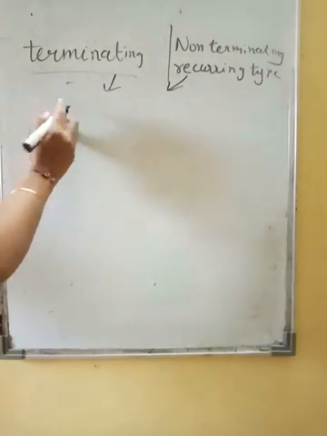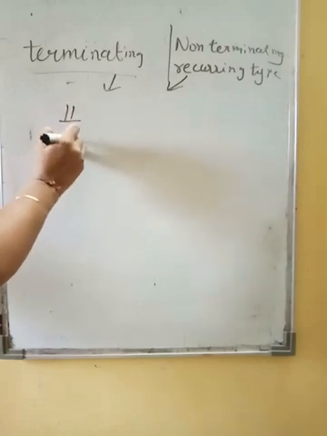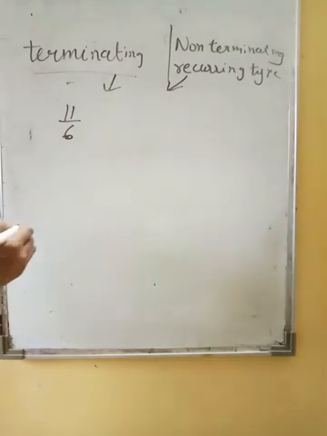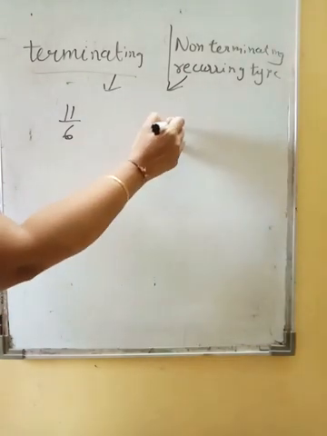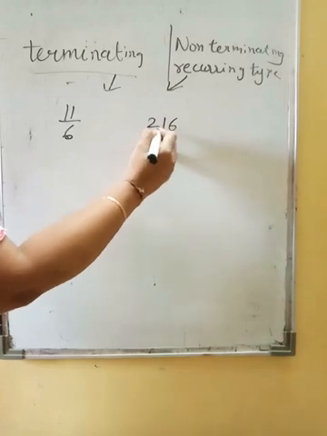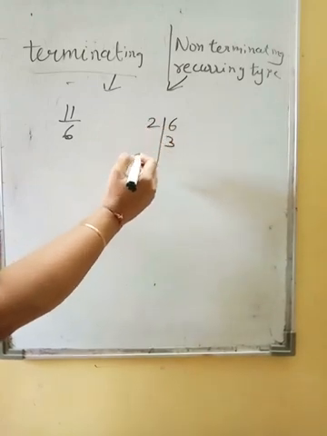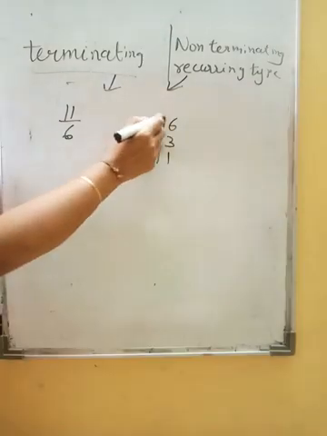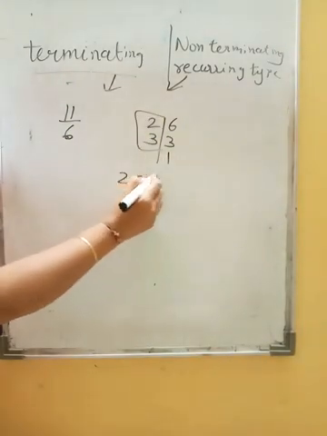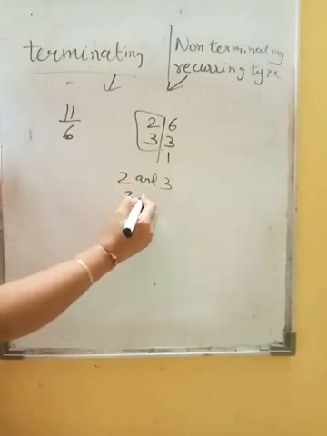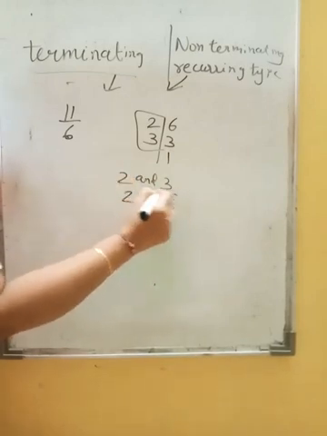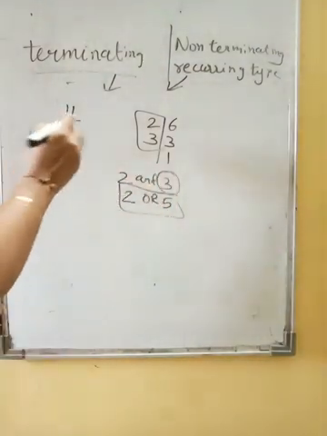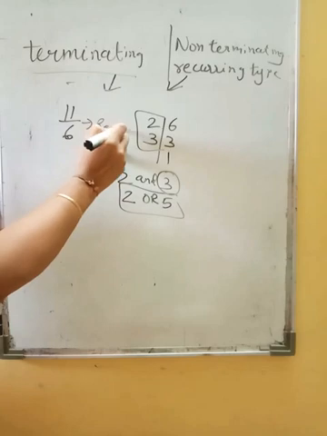Let me show you one more example. Now you tell me, 11 by 6. Come on, what should I do? Factorize 6, you can do it orally. 6 divided by 2, 3. Miss, it's non-terminating. So now the prime factors which I got are 2 and 3. But what is the condition? It has to be 2 or 5, and nothing else. Here 3 came. Not accepted. So this will be recurring type.